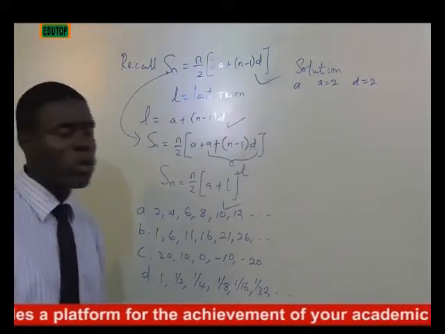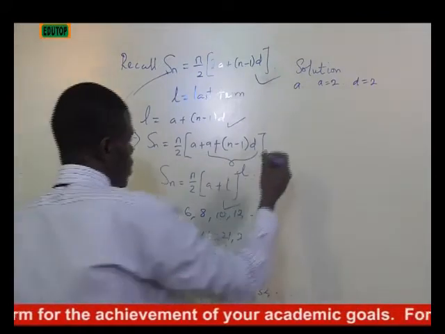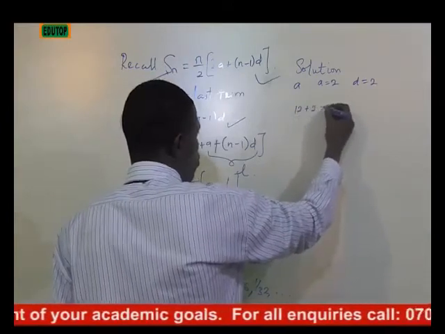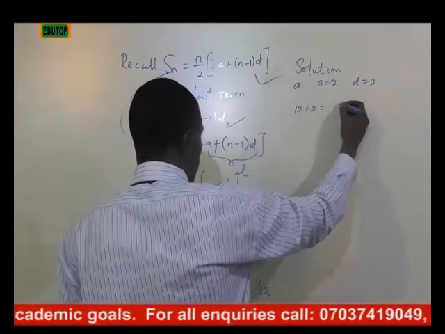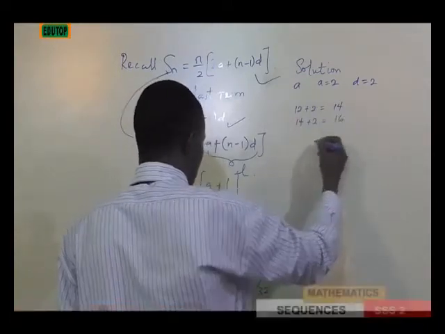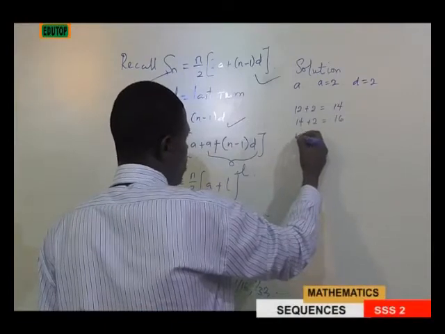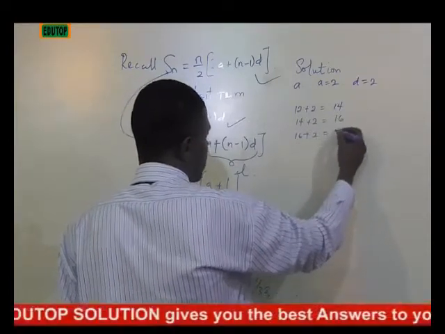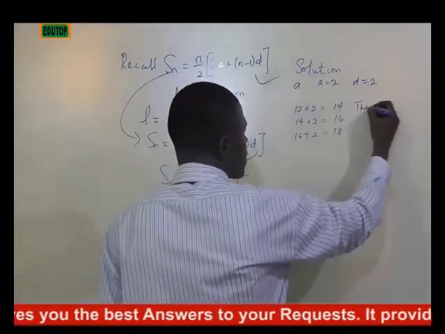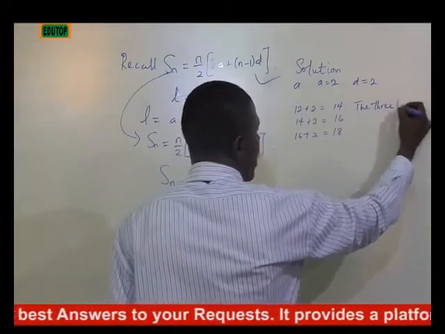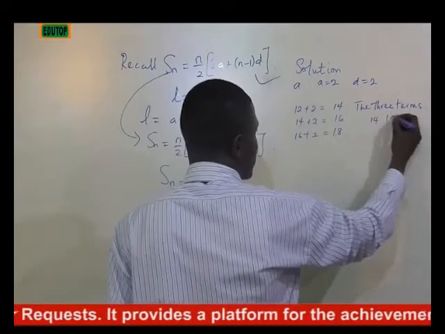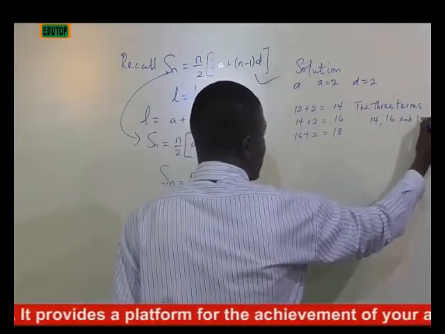Since the question asks us to calculate the successive terms, 12 plus 2 will be the first one, which is 14. The second one will be 14 plus 2, and that is 16. Then the third term will be 16 plus 2, and that is 18. So the three terms will now be 14, 16, and 18.